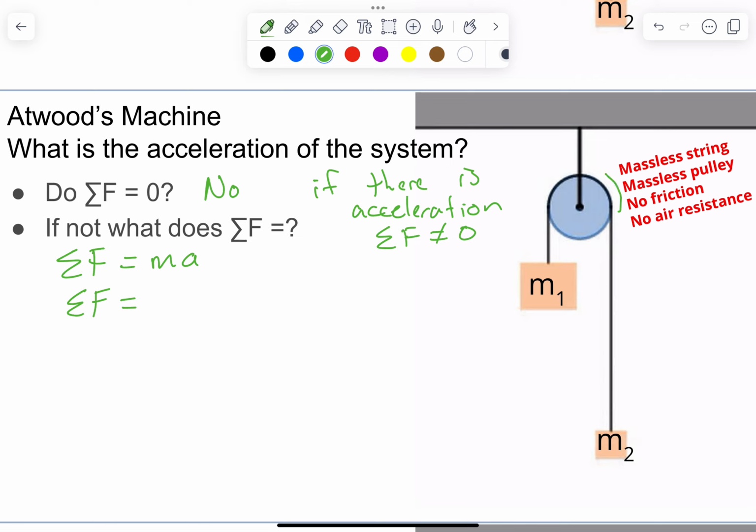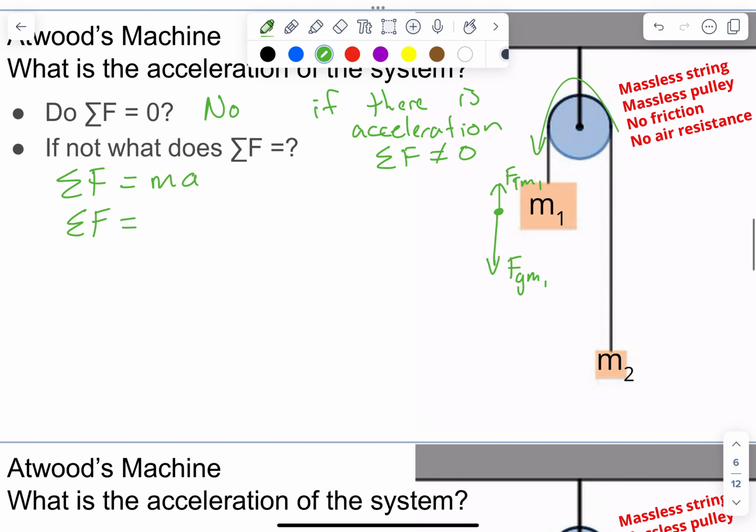well, we called this direction positive. And we said that I had Fg of m1 going this way, I had my Ft going that way. We actually didn't say it's m1 because the Ft is the same on both. And then I had my m2 downwards, Fg m2, and I had the force of tension upwards.